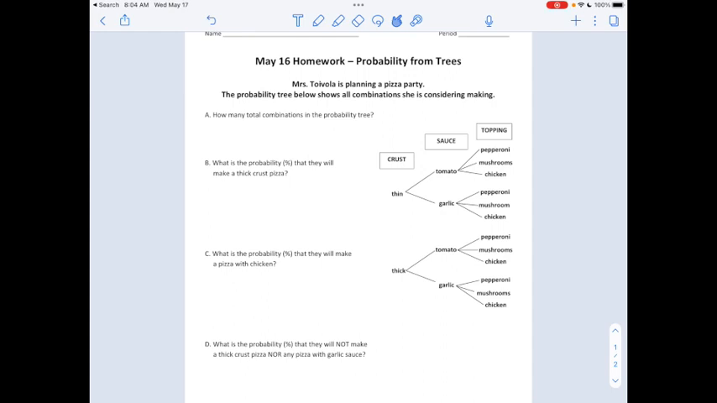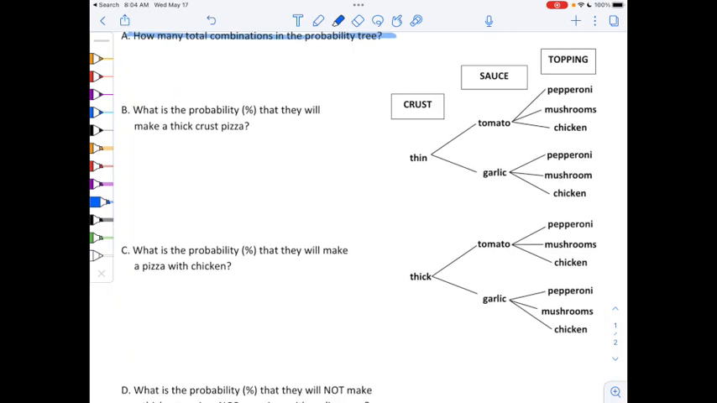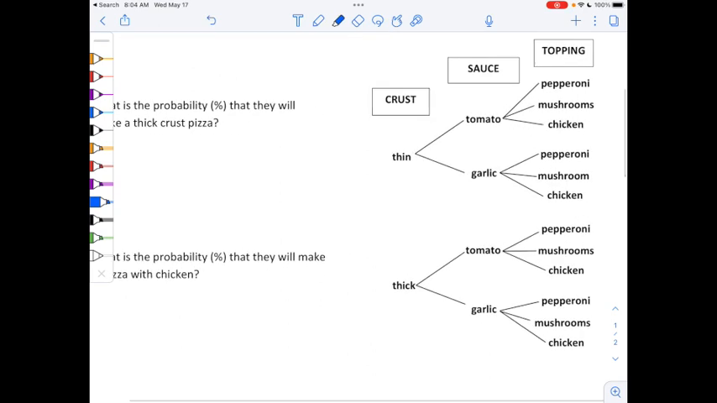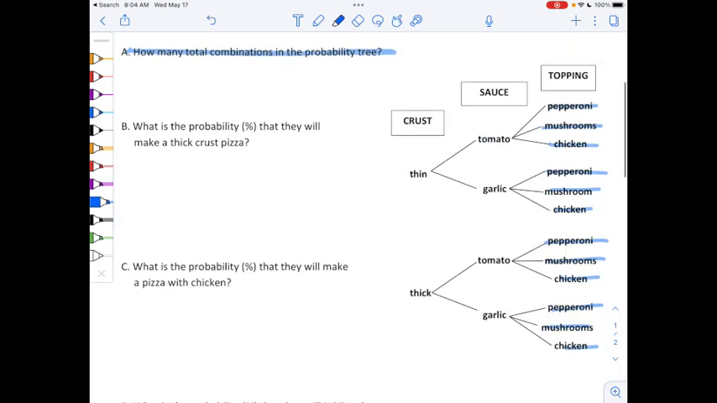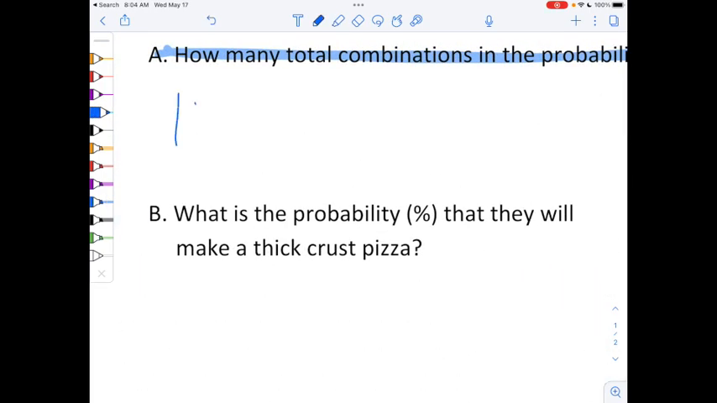First question says, how many total combinations are in this probability tree? We've learned a couple of different ways to do this. One of them is to go to the end of the tree and just count how many different options there are. So there's 1, 2, 3, 4, 5, 6, 7, 8, 9, 10, 11, 12. It looks like there are 12 combinations. This is one way to find the answer.